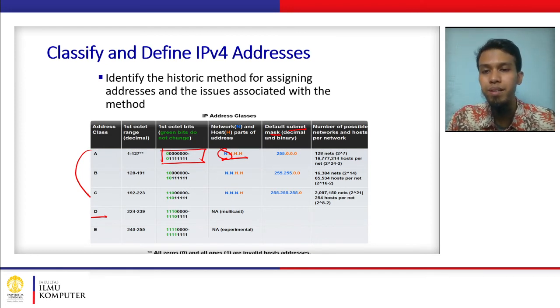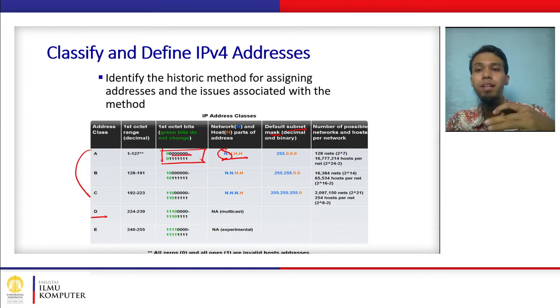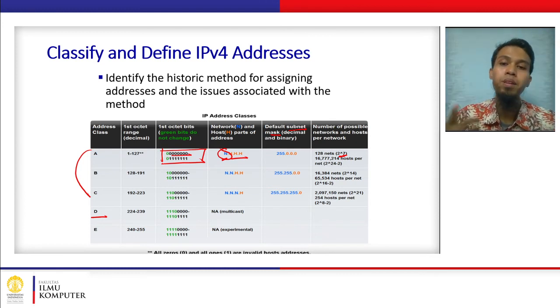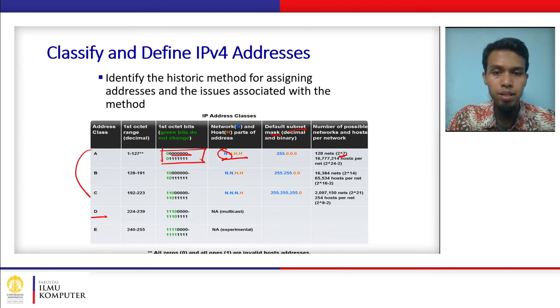Since we don't want to change the first bit, the only bits allocated to class A IP addresses are the next 7 bits in the first octet. So we can have 2 to the power of 7 networks, which is 128 networks, and in each network we can have 2 to the power of 24 hosts, about 16 million, minus 2, because 2 addresses are reserved for the network address and broadcast address. This is how we calculate the number of hosts in each network.